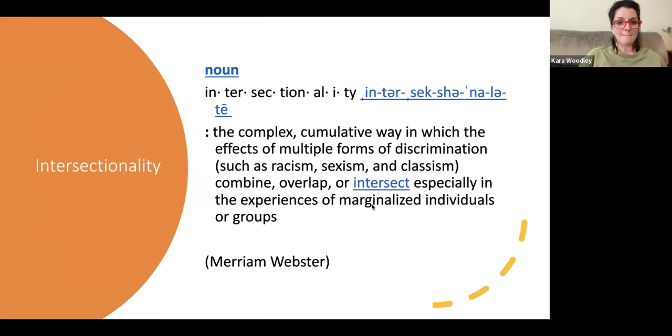And so I also want to talk a little bit about intersectionality here. If you've not heard the term intersectionality, know that Merriam-Webster, our dictionary, defines it as the complex, cumulative way in which multiple effects of multiple forms of discrimination, such as racism, sexism, and classism, combine, overlap, or intersect, especially in the experiences of marginalized individuals or groups. And so we're going to talk a little bit about that and how that has to do with behavior.